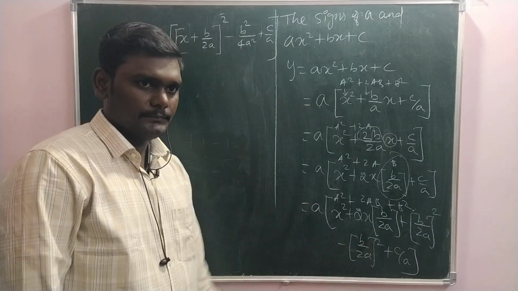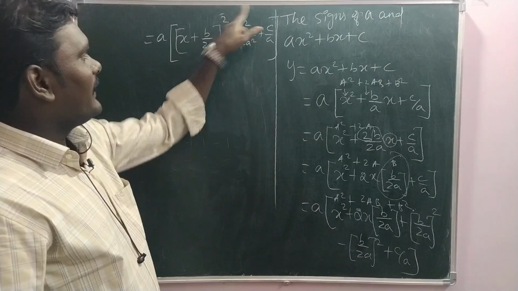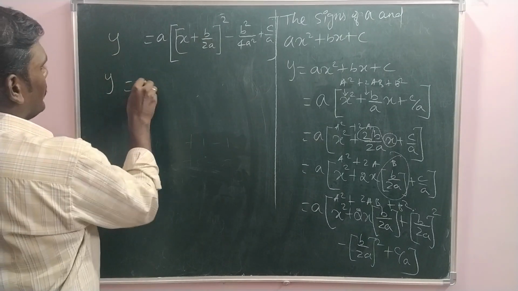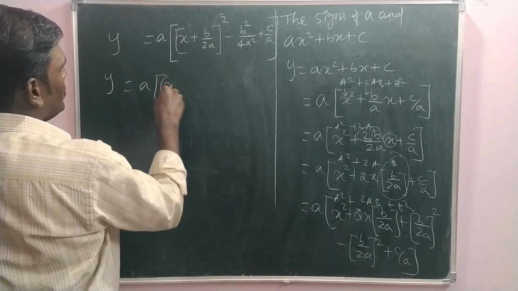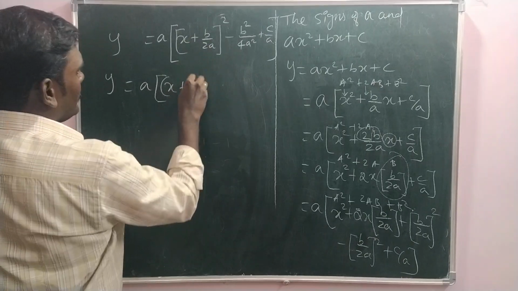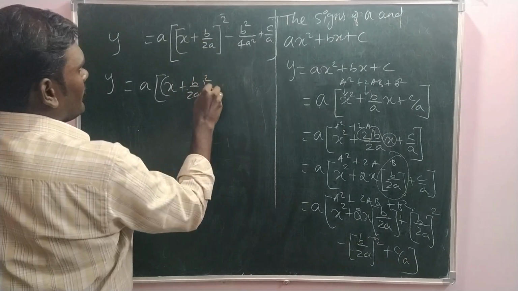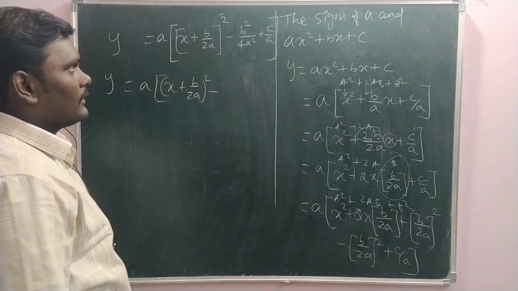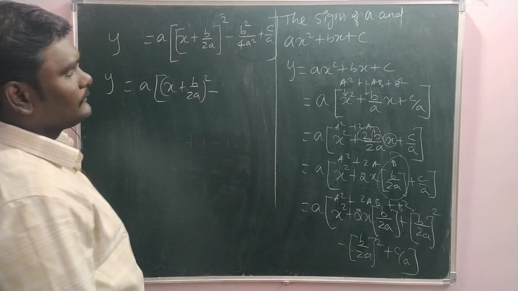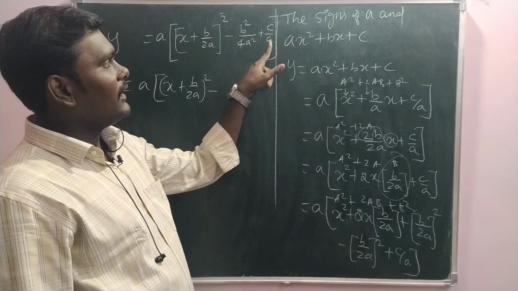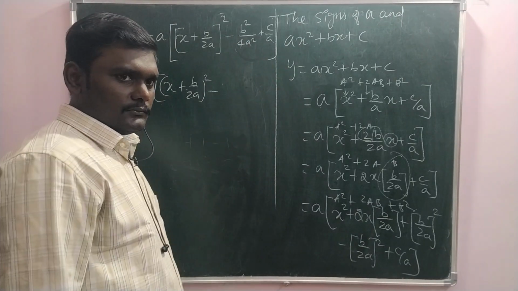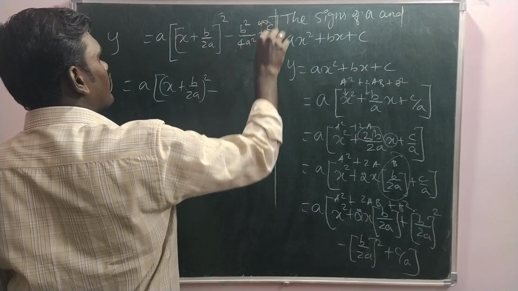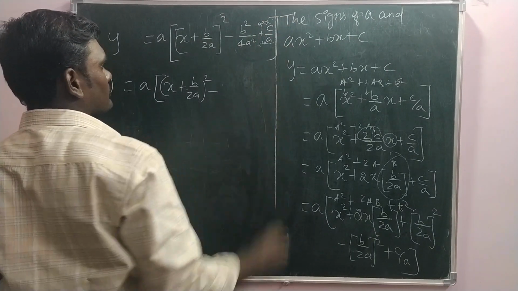This one I squared. And then simplify this part alone. Here we are having y is equal to a into x plus b by 2a whole square minus this one. Take the LCM. We need 4a square here, we have only a. What should be multiplied on both numerator and denominator? 4a should be multiplied.